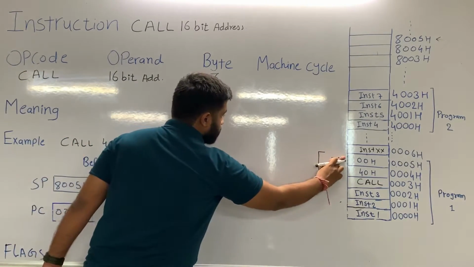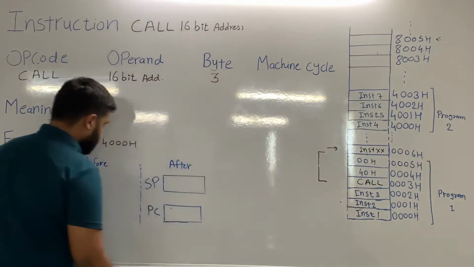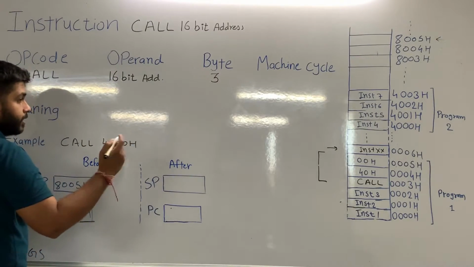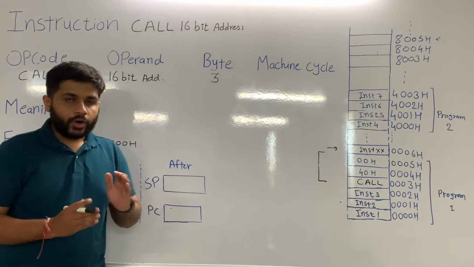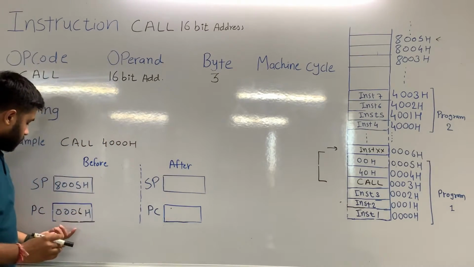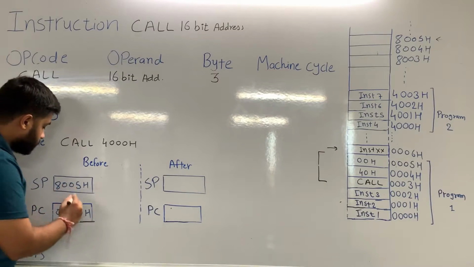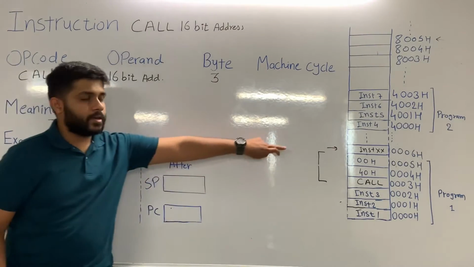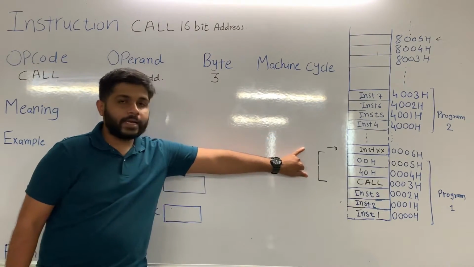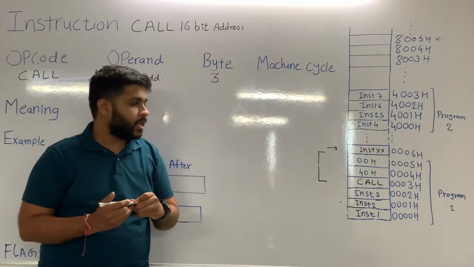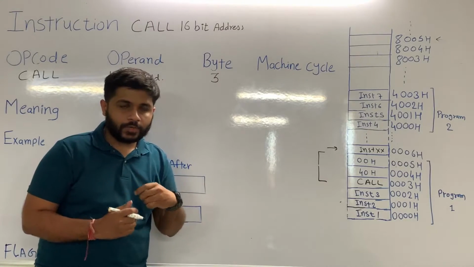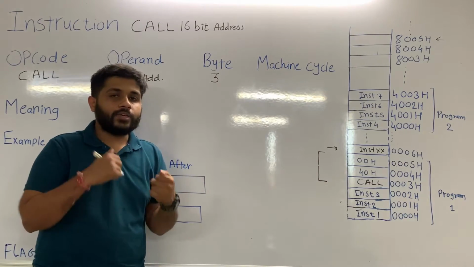After it fetches the lower address of the instruction, the value of the program counter will be incremented, and now it is pointing at 0006. So right now the microprocessor program counter is pointing at 0006H, and the instruction that the processor has fetched is CALL 4000H. Now the processor has fetched the instruction, it will decode and execute.